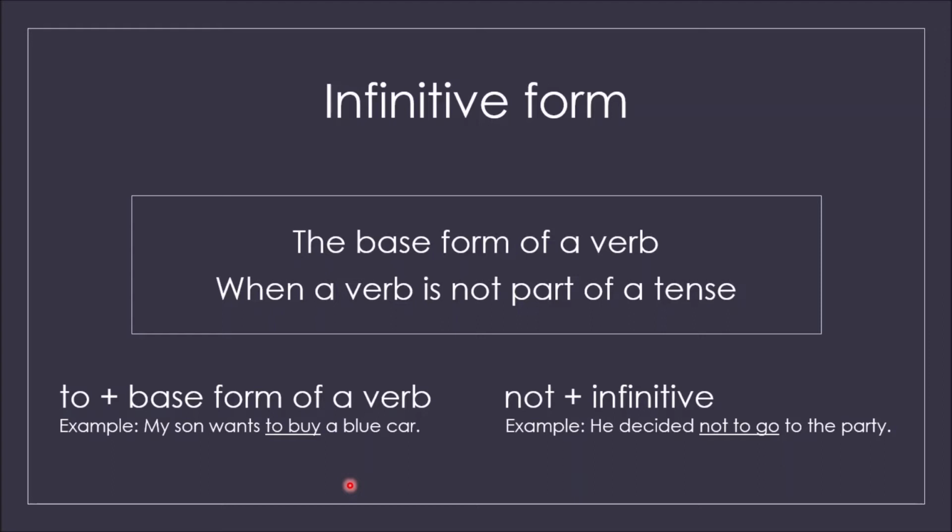To talk about the infinitive in positive form, we usually have to plus the base form of a verb. So, my son wants to buy a blue car. As you see, we have the verb wants, which is complemented with the infinitive to buy. It adds or completes the meaning of a sentence.